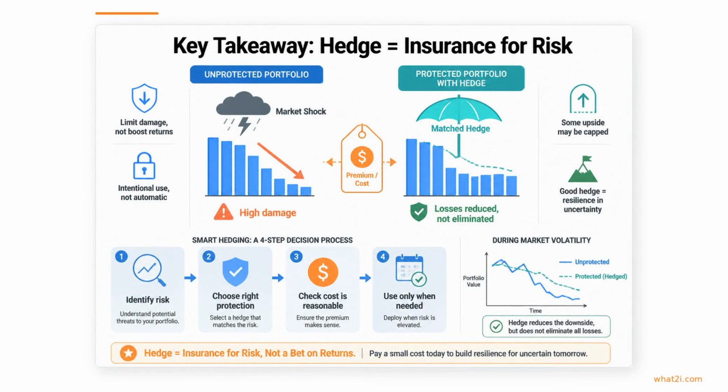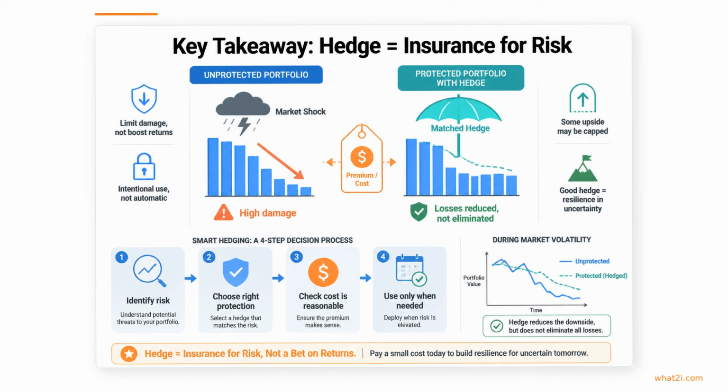The main takeaway is to think of hedging as insurance, not as a shortcut to higher returns. Its value lies in limiting damage when uncertainty is unusually important, not in making every outcome better. A well-chosen hedge can reduce losses, lower volatility, and make it easier to stay disciplined during stressful periods. But that benefit comes with a price, and some upside may be sacrificed along the way. So the goal is not to hedge automatically all the time. The goal is to use protection intentionally, when the risk justifies the cost.